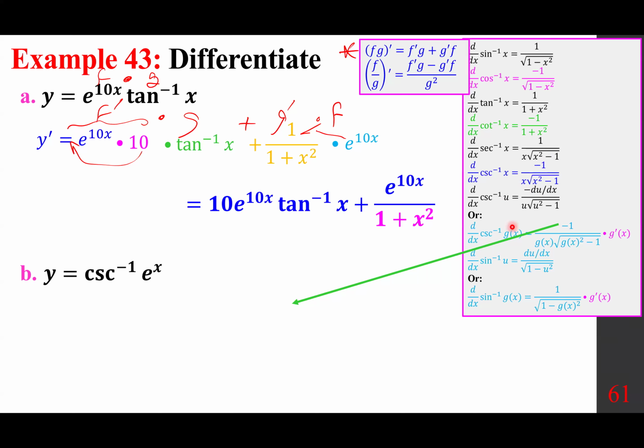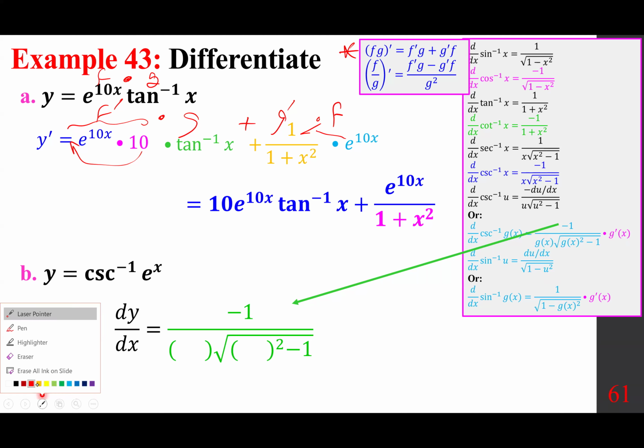If you call the u g of x, then that means negative 1 over g of x times the square root of g of x quantity squared minus 1 times g prime of x. Again, this is the chain rule, everybody. So let's follow that. Negative 1 over something times the square root of something squared minus 1. What is that? That's g of x.